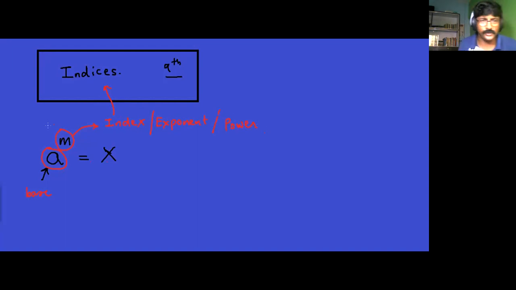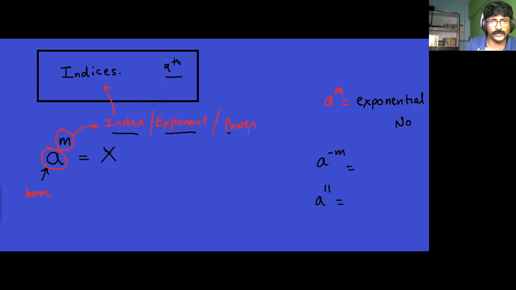And how do we read this? A power m is called an exponential number. What is this called? Exponential number. Okay, you must have seen in physics these types of numbers, a power negative m, a power something like 11, something like that. Okay, this was the basic. What is index, what is exponent, what is power, and what is base? I hope you understood. This is called an exponential number, and indices is the plural of index. If you've understood till here, now we can move ahead.